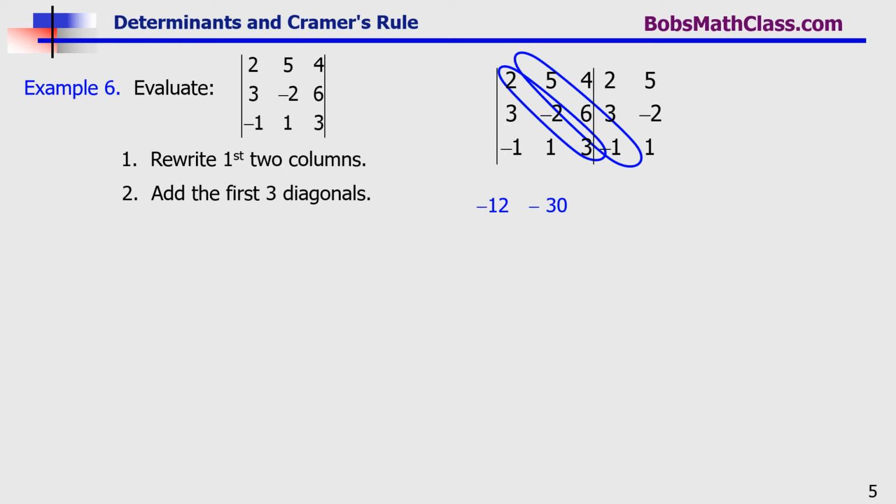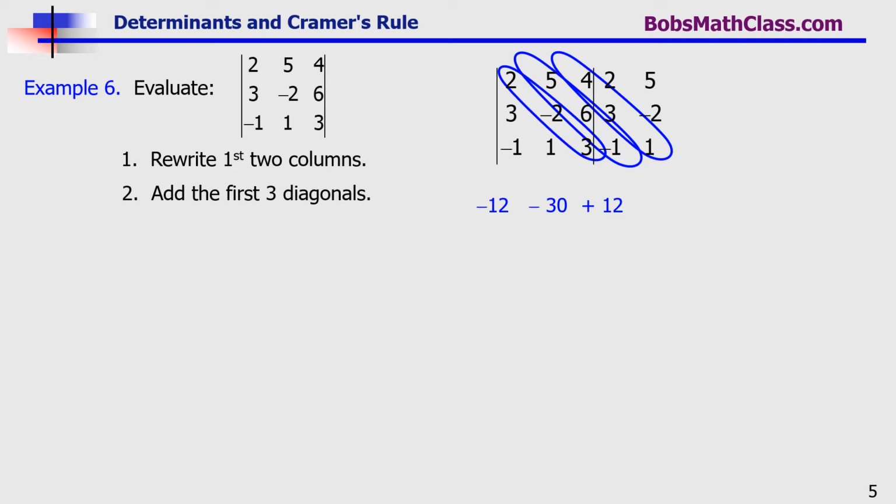Let's go to the next diagonal. That'll give us negative 30. Okay, you get the idea? What's our next diagonal going to be? We're going to start with a 4. So it's going to be 4, 3, 1. And that gives us a positive 12.